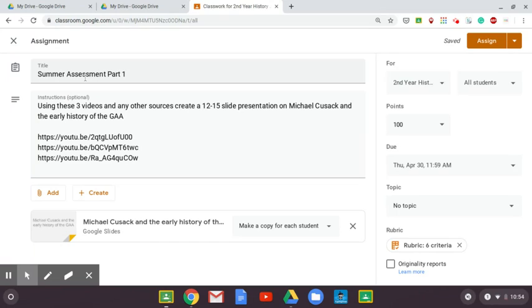What I'm sitting here with is the first part of your summer assessment, part one. Now, if you can't do it, don't worry, all right? But as I saw with the website, brilliant by the way, most of you got that done. Most of you seem to be in a position that you're able to do these kinds of projects. Now, what I want you to do is a project on Michael Cusack and the early history of the GAA. So I've created a Google presentation.